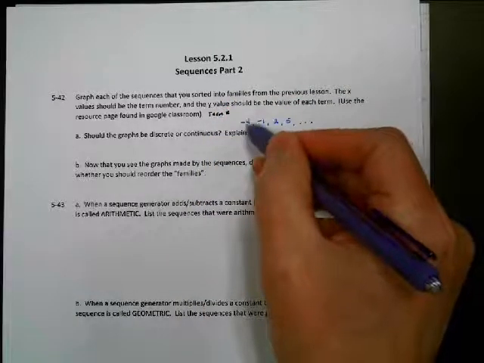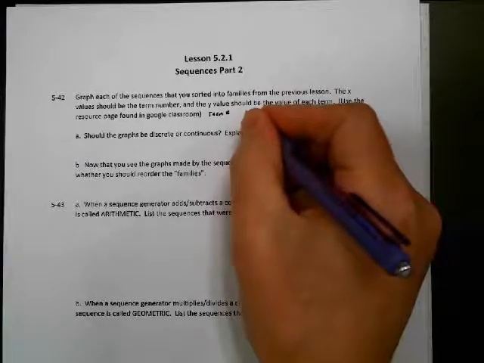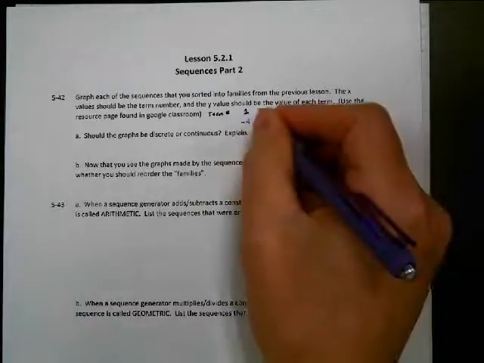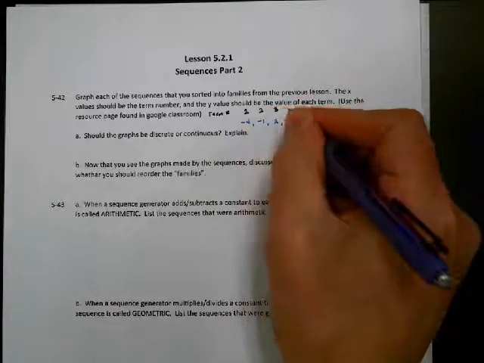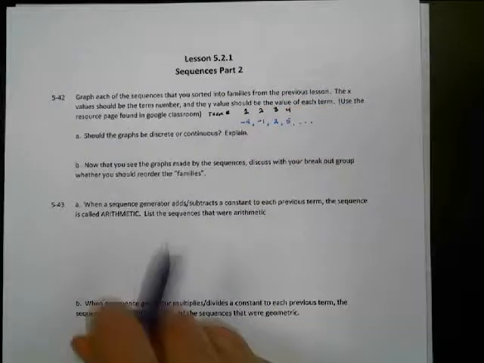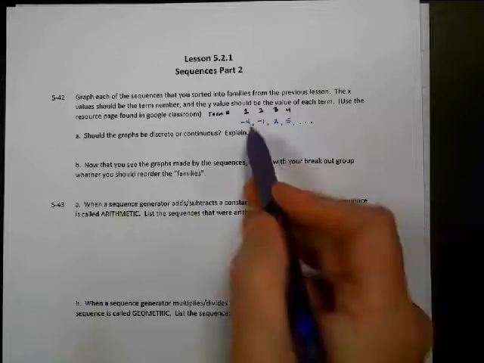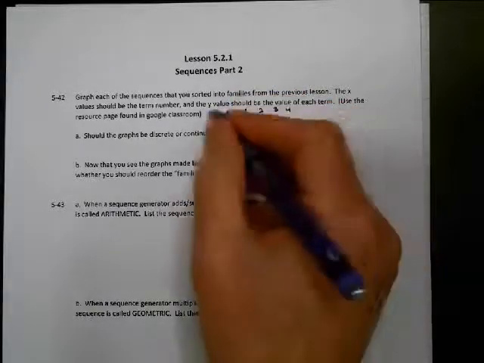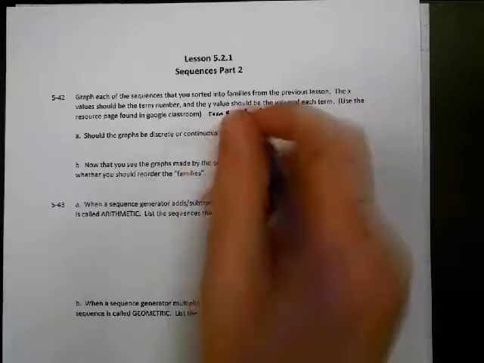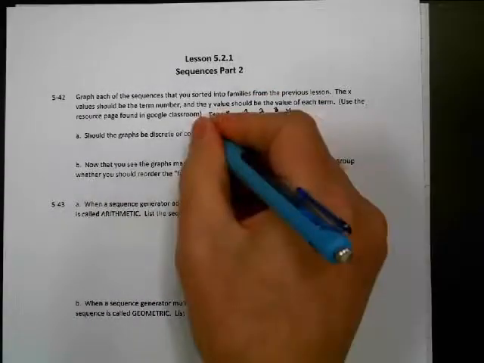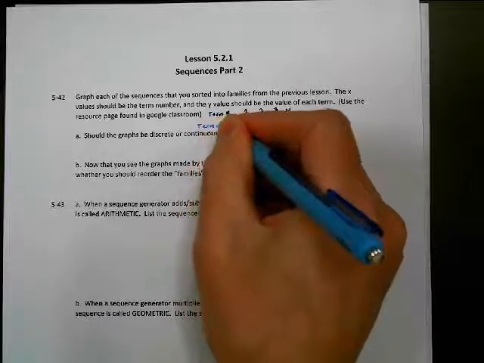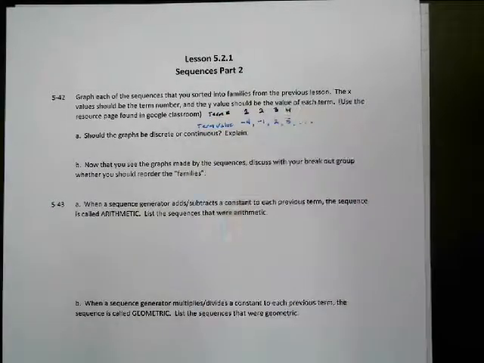So the first term in our sequence, we're going to call the first term. So this is going to be term number 1. This will be term number 2, term number 3, term number 4, and so on and so forth. So whatever our first term in the sequence is, that's what we're going to label it. So this is going to be like our X. And then this is going to be the term value down here, and that's going to be our Y in our graphs.